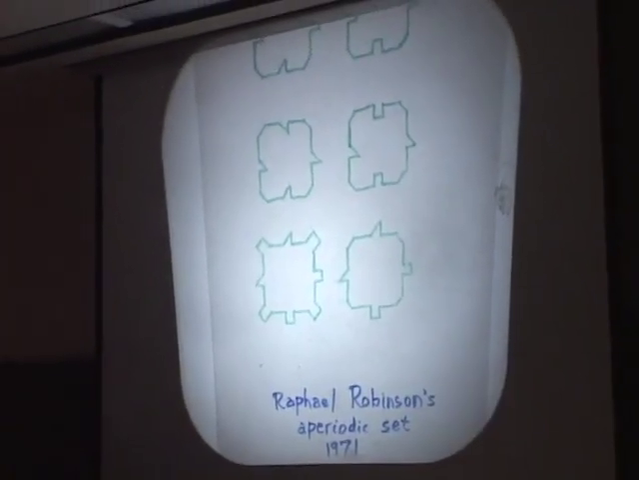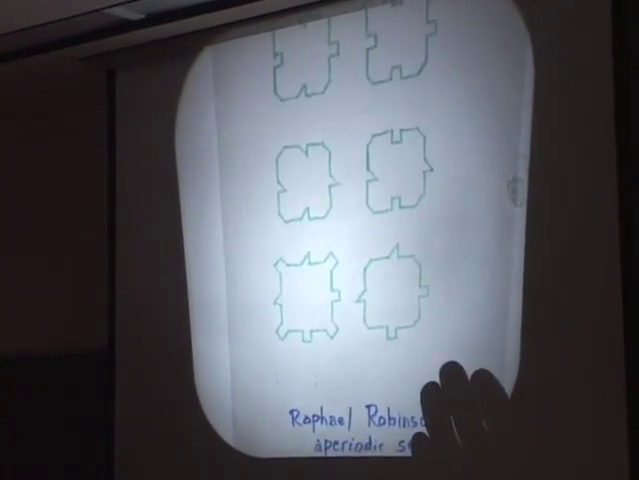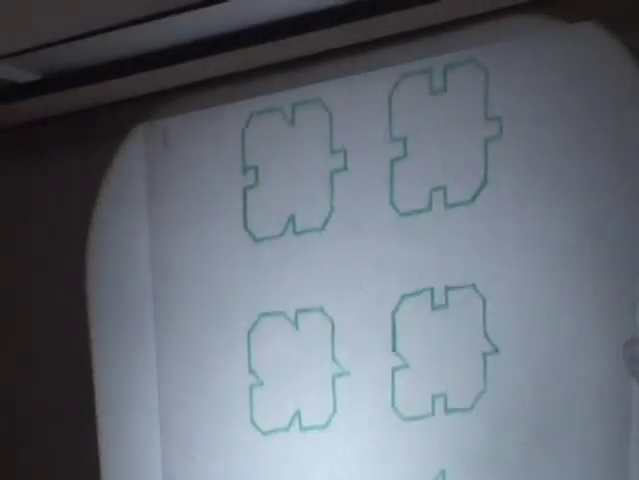And in fact, I produced these things in 1973, and somewhat later it was pointed out to me that mathematician Raphael Robinson had originally produced a set of six which also only tiles non-periodically, in 1971. These came about from quite a different history. I could explain a little bit about that.